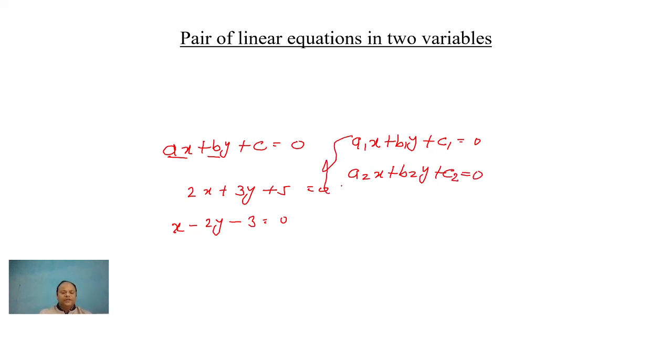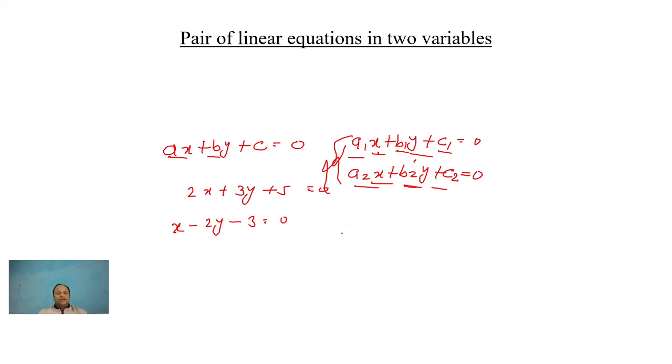These two linear equations are in the same two variables x and y. Equations like these are called a pair of linear equations in two variables, where a1, b1, c1 and a2, b2 and c2 are all real numbers. If we draw these equations graphically on a plane paper, then we will get two straight lines. It means there will be two straight lines.